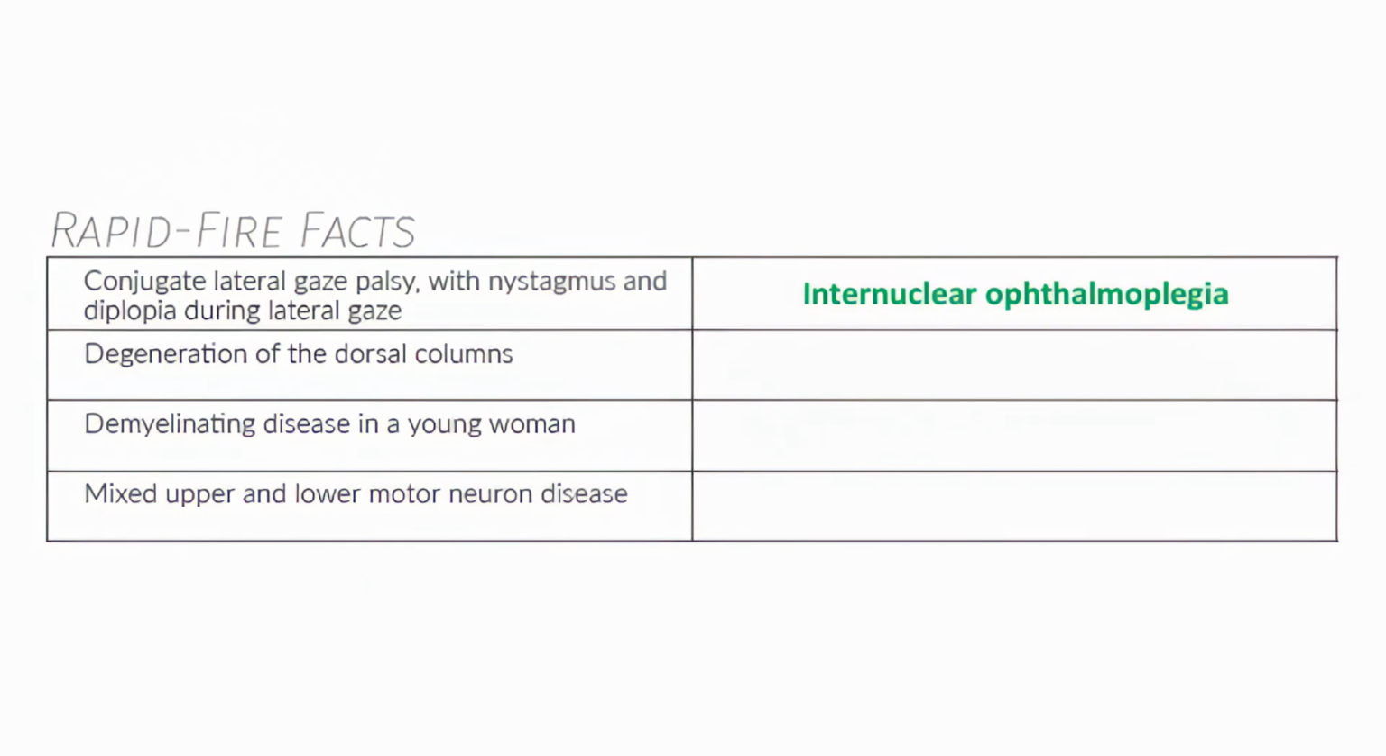Next, we have degeneration of the dorsal columns. Remember, that's going to be tabes dorsalis that we see in tertiary syphilis. Demyelinating disease in a young woman, always think about multiple sclerosis. Next, we have mixed upper and lower motor neuron disease.